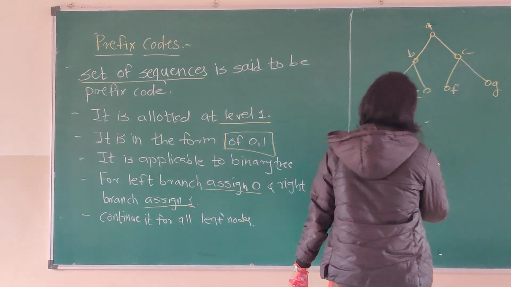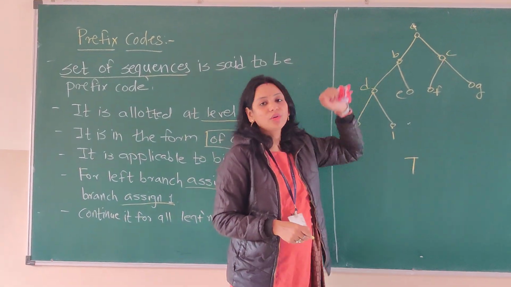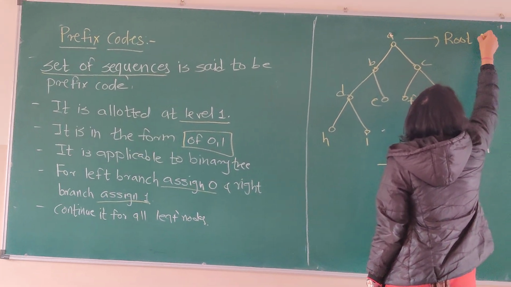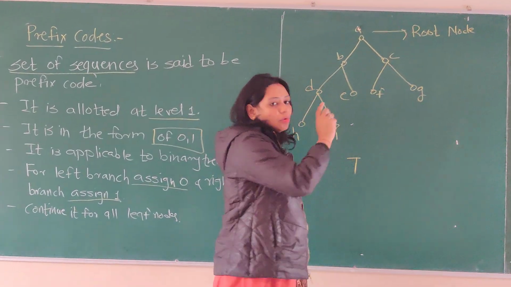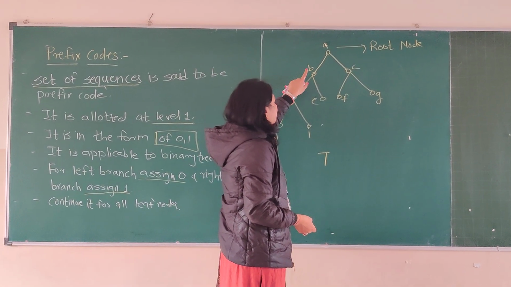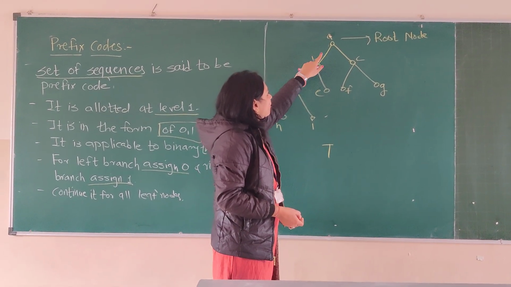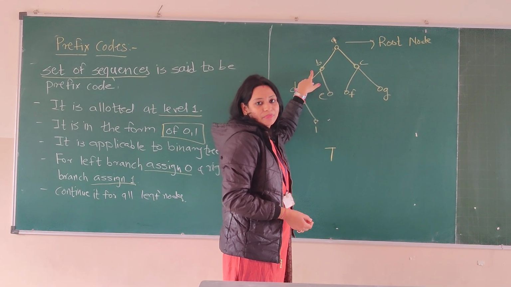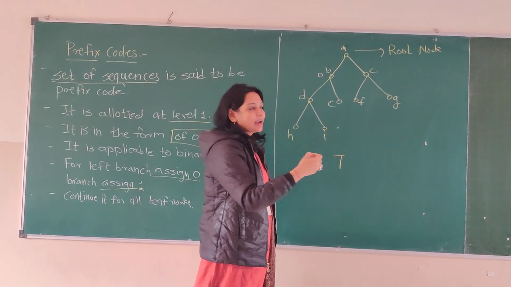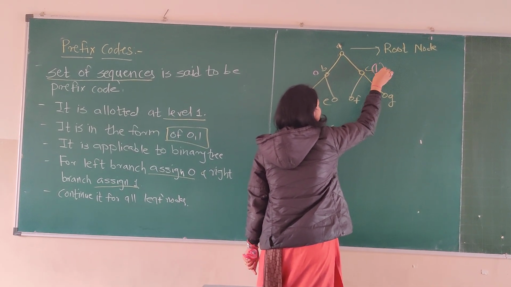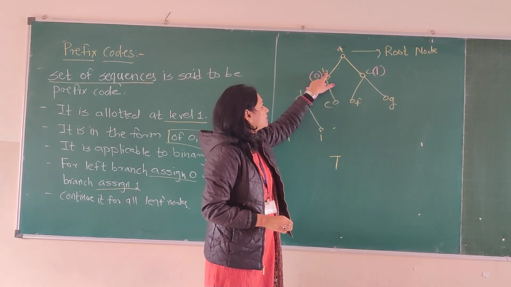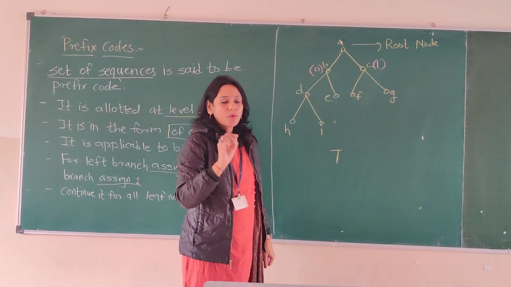Suppose we have this tree. Okay. What is the root node of this tree? A. As it is the root node, we are not going to assign any code to this particular vertex. Now we will start from level 1. This is the left vertex or left branch of this root node. That's why we will assign 0 over here. And C is the right branch. That's why we will assign 1 to this vertex. So the prefix code for B is 0 and the prefix code for C is 1.